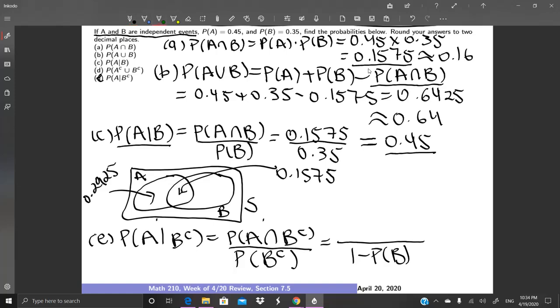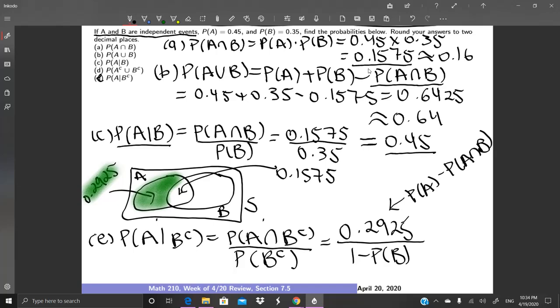Now, what is A intersect B complement? That's everything that's in A and not in B. That's everything that's in this piece over here. So what is the probability of that? It's exactly this quantity that we've just calculated. So going back over here, the probability of A intersect B complement is just that 0.2925. In other words, what you needed to do is take the probability of A minus the probability of A intersect B, and that's how you find the probability of A intersect B complement.